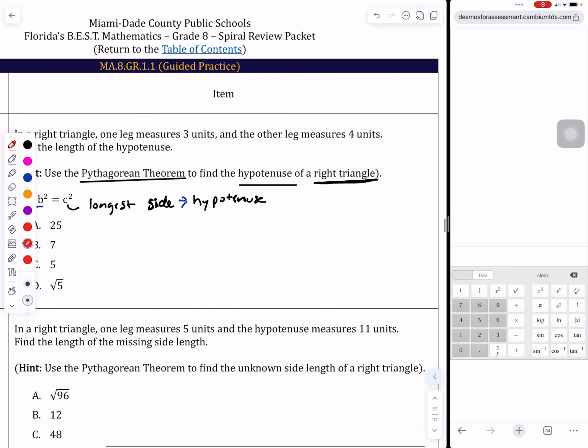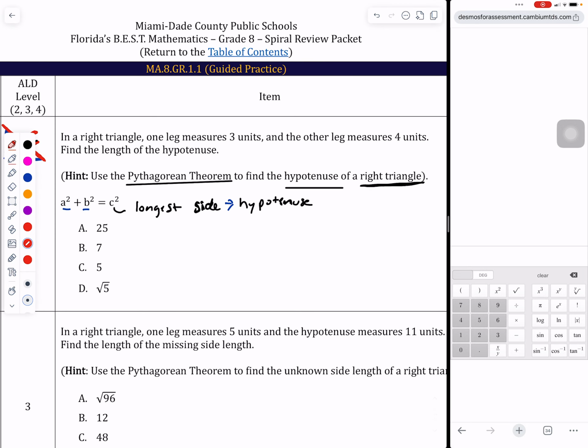So let's go back to our problem. In a right triangle, one leg measures 3 units, the other leg measures 4 units. Find the length of the hypotenuse. So let's find the length of the hypotenuse. How do we do that? We use our formula. A squared plus B squared is equal to C squared.